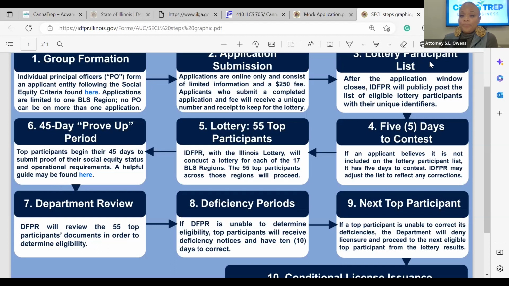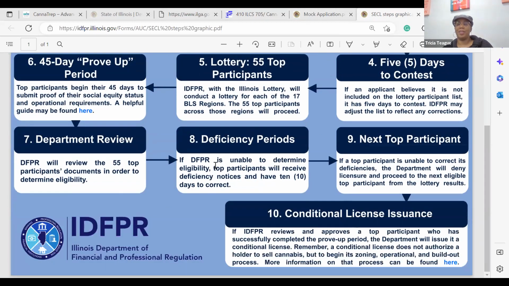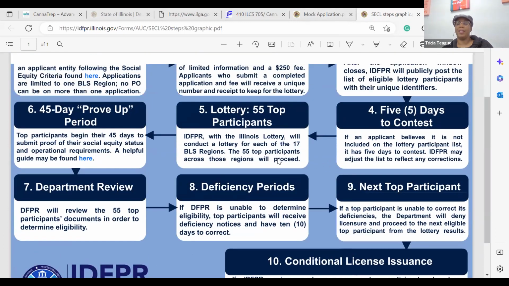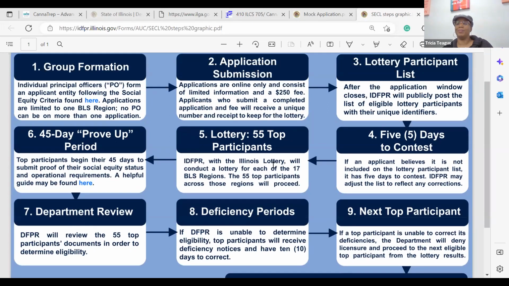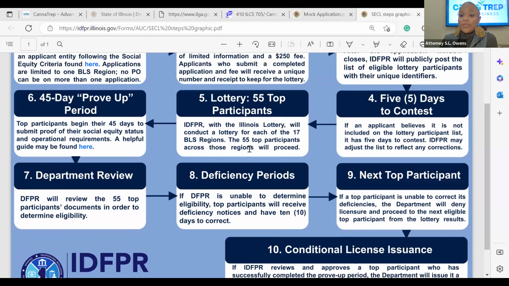Okay. I'm ready. All right. That prompted a question for me, but I actually have seen the answer on the screen right now. What if I didn't make it in the lottery? Step 9 tells you if a top participant is unable to correct its deficiencies or misses the prove-up period, they'll proceed to the next eligible top participant from the lottery results. So you're saying, let's say you win the lottery and you can't prove your social equity status, then they disqualify, deny you, and they pull the next person. Yep.